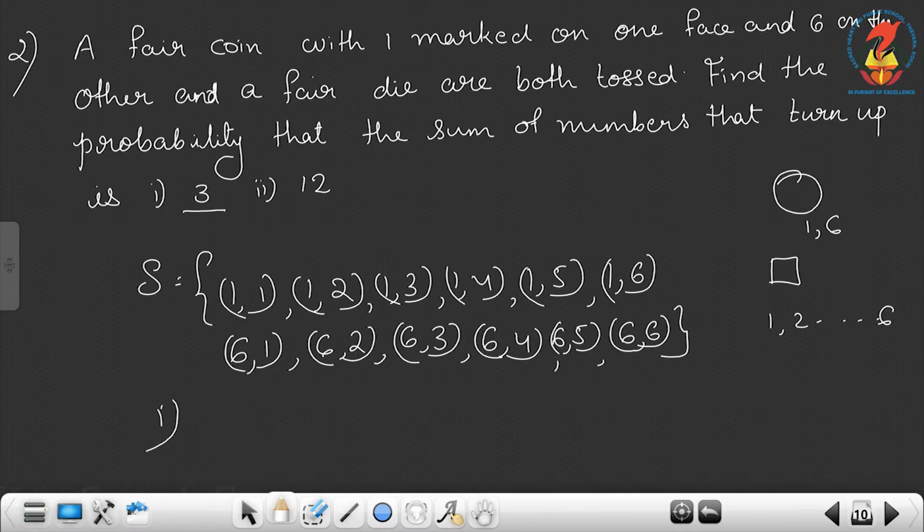Okay. Now getting sum 3. Sum 3 means this is the case. So it is 1 out of 12. Now the second case, sum is 12. Sum 12 means 6, 6. So it is favorable outcome 1 out of 12 outcomes. Total 12 outcomes. So first number from the coin, the second number from the die. In that order you have to write.